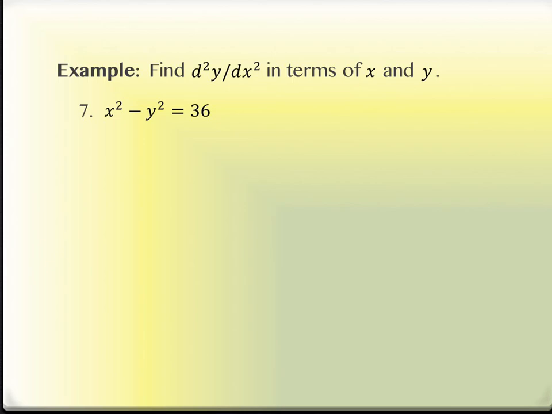So we're going to find, and notice the directions look a little funny, it says d²y/dx². This is notation for a second derivative. This is read, let me take a step back, the second derivative of y with respect to x twice. That's how you read d²y/dx². The 2's are in different locations, and that is purposeful.